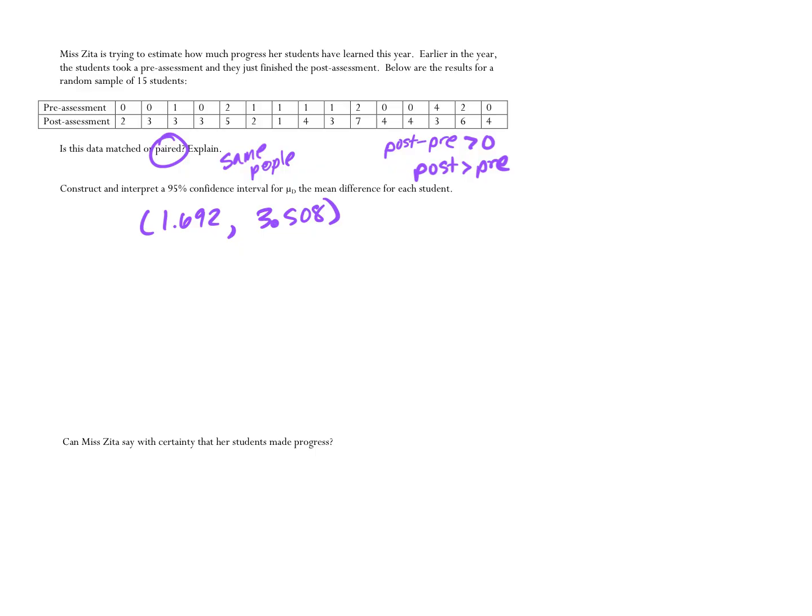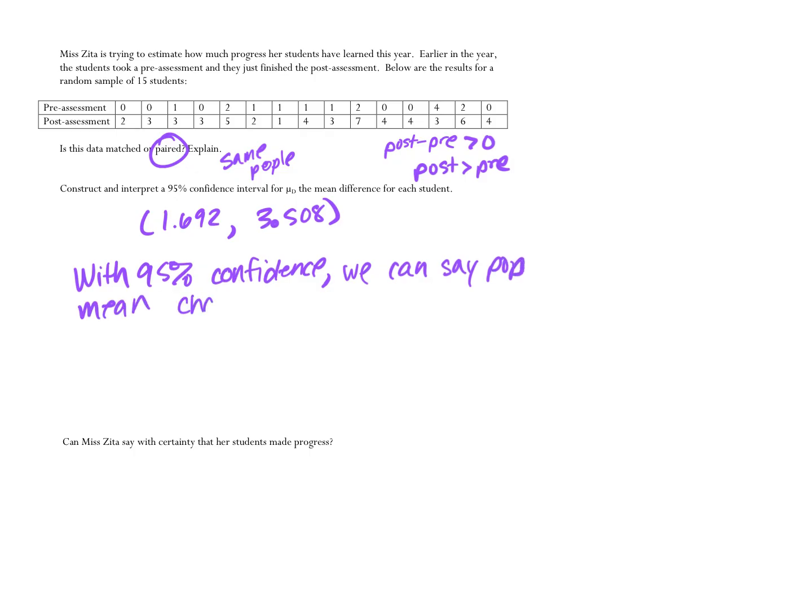If I want to interpret that interval, we can say with 95% confidence, the population mean change in scores, right? This is not the population mean score, it's how much the scores went up, is between 1.692 points and 3.508 points.